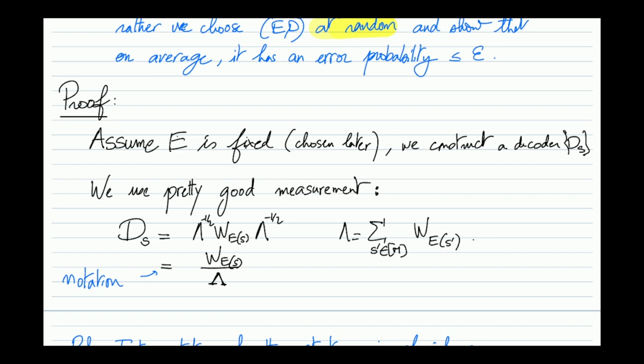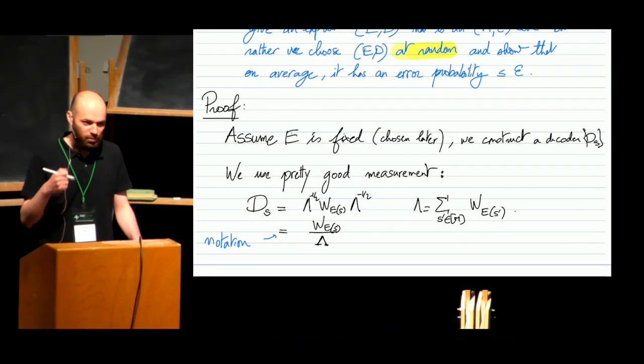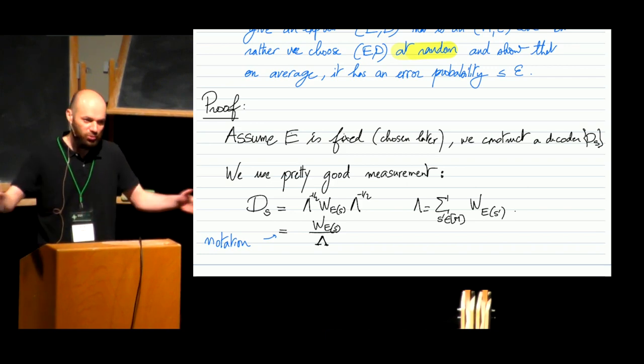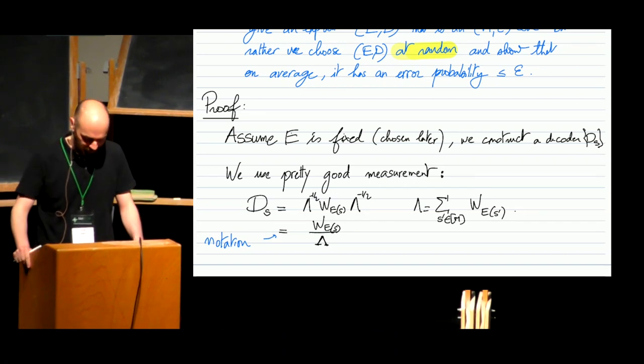Remember, what is this pretty good measurement? Imagine that I have a set of different states. Here, the different states I would like to distinguish are W of E of S. I have an encoder which maps my messages to E of S, and then after I apply the channel, I get W of E of S. I want to distinguish between the set of M density operators.